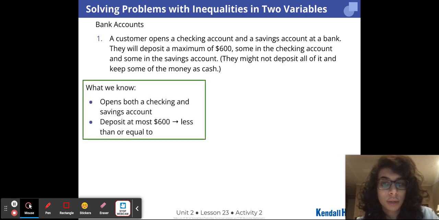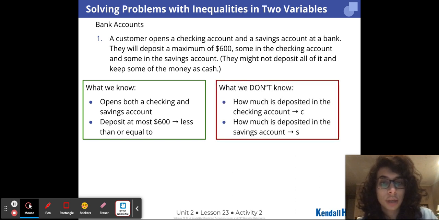What information I know: the customer opens both a checking and a savings account. I know that they deposit at most $600, right? At most tells me that I'm going to be talking about something that is less than or equal to $600. Information I do not know: I don't know how much was deposited in the checking account, and I'm going to label that a variable C since I don't know what it is. And I don't know how much was deposited in the savings account, so I'm going to label it with a variable S.